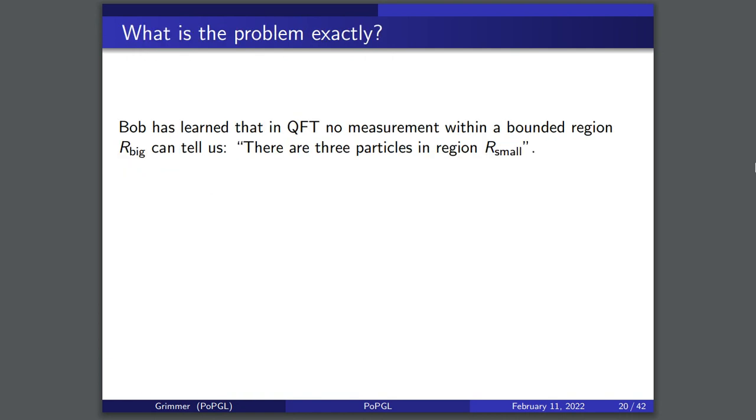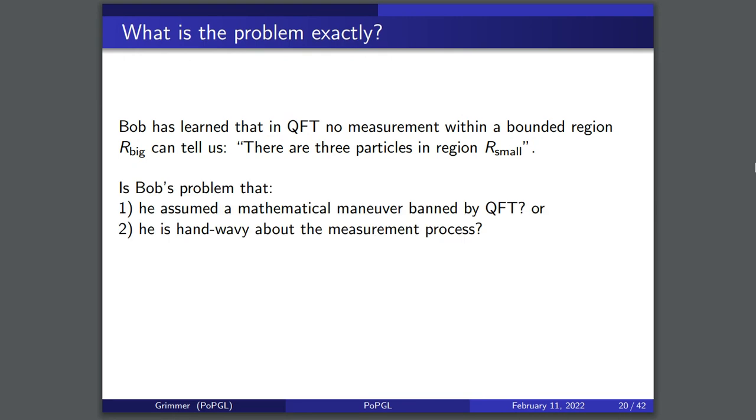All right. Bob has learned a new lesson about QFT. He's learned that in QFT, there's no measurement within a bounded region R big that can tell us something like there are 3 particles in region R small. Okay. So Bob knows this isn't possible now.